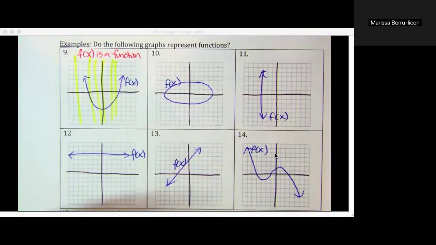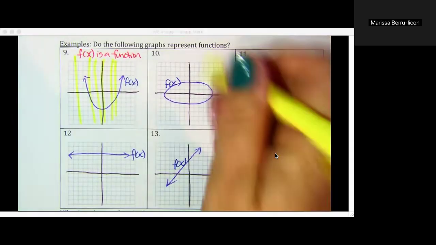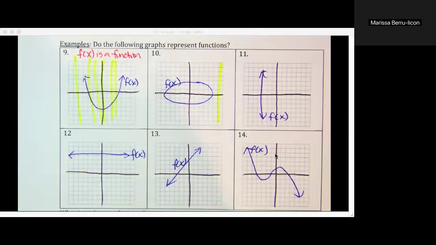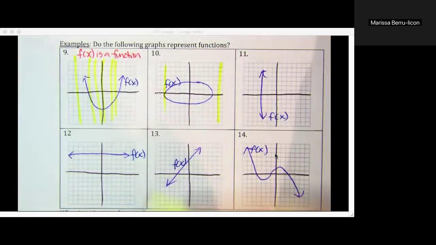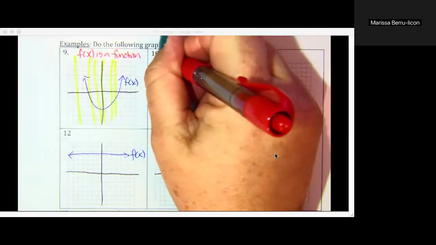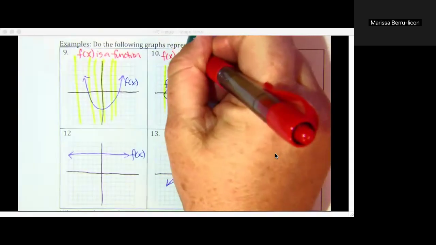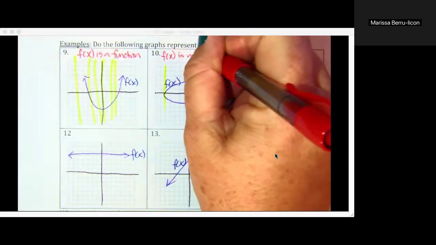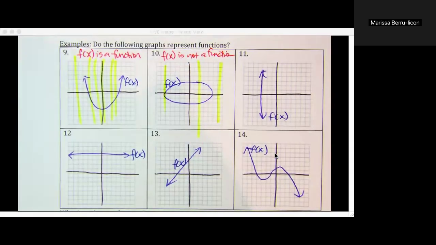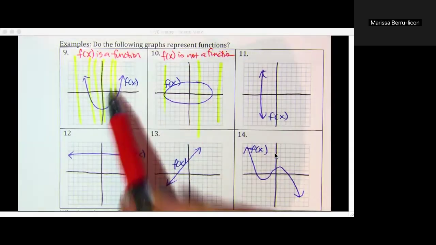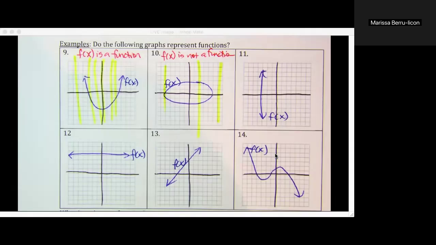So if I look at this next graph, a vertical line out here is totally fine. A vertical line here where it just touches the edge and only hits one point is totally fine. But as soon as I have a vertical line that hits 2 points, that tells us that f of x is not a function. Now, if I was phrasing this as a yes or no question, this would be a yes, this would be a no, which is kind of how I have it phrased here.